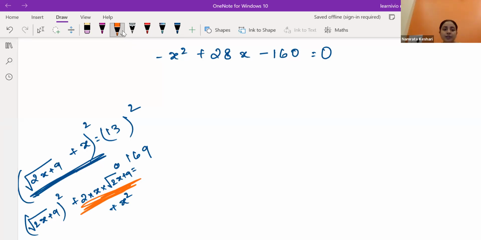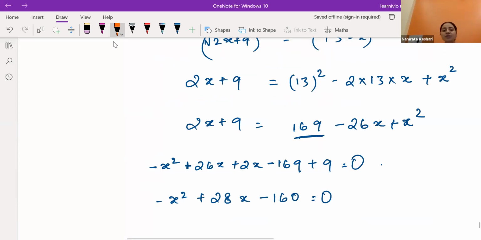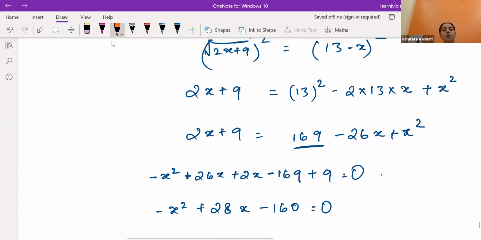Yeah, I'm understanding that. Okay, so whenever we have this type of equation, we will always try keeping the square root term on one side and everything else on the other side.